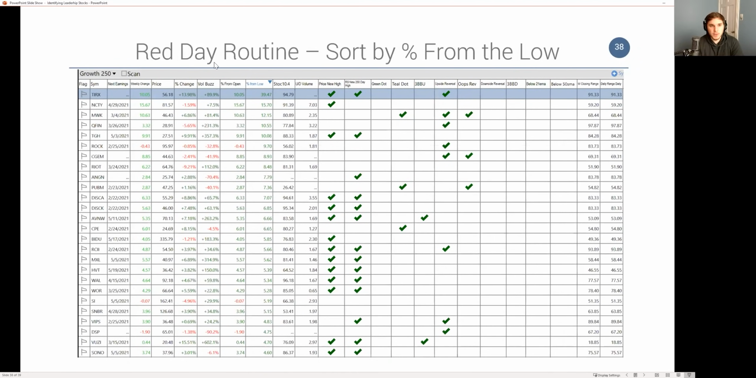Another thing I like to do on deep red days is sort by the percentage from the low, because if you think about it, if a stock moves pretty far off its lows, that's once again a sign that institutions are supporting it at that price. And here I've got the Growth 250 once again sorted by this column, the percentage from the low. You can see TIRX was almost 40% off its low, which is pretty insane. MWK was up 12.15%. So you've got a lot of them that were well off their lows.